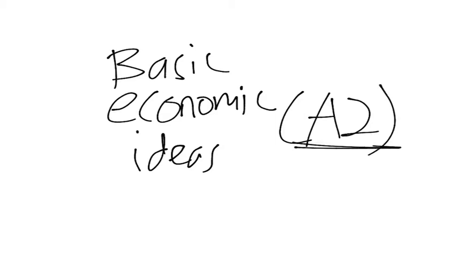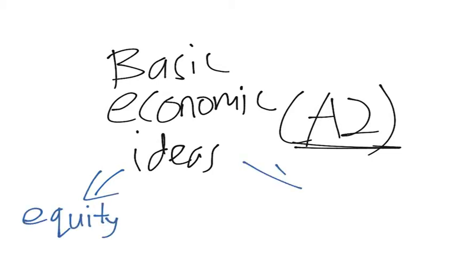Okay, hello. So we'll be talking about basic economic ideas, A2. Because we've covered one in AS, so now we're talking about A2. For this chapter, we'll be talking about two things. First is on equity. Next is on efficiency.